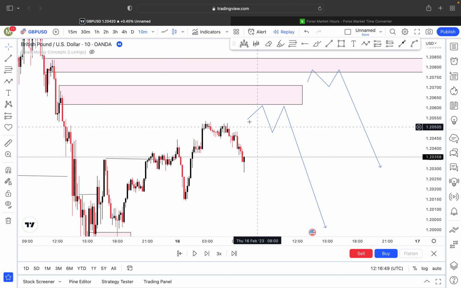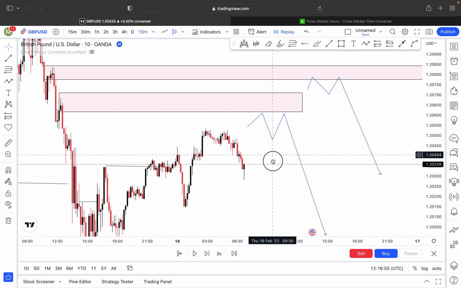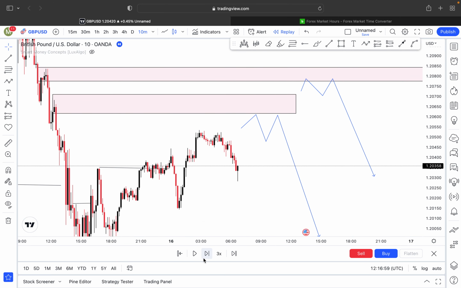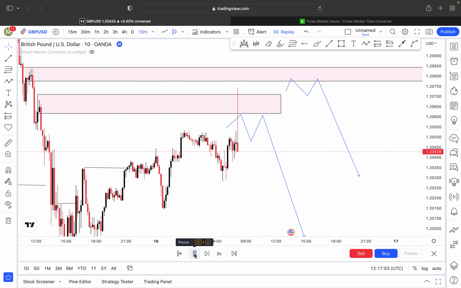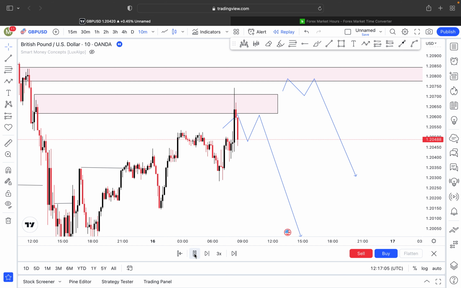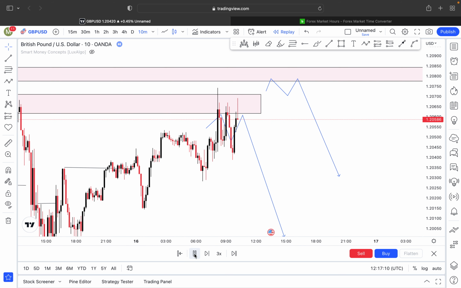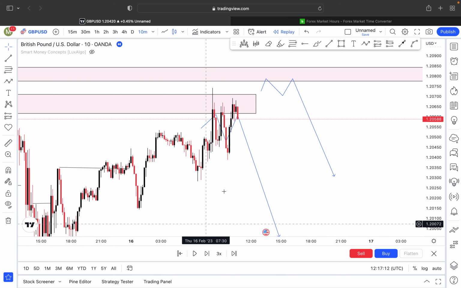We need to see a change of character because price will not normally come up here. We needed to see a change in character forming somewhere around here, and if we saw that, we would have taken a trade. So I play that and I see price pass out of that zone. Okay. What we saw, a change in character in place.